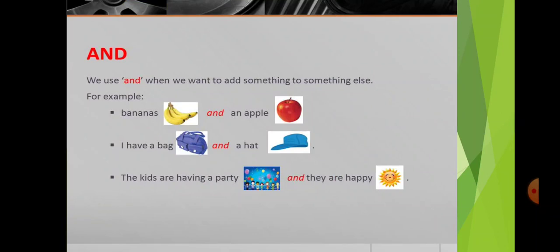Second example is I have a bag and a hat. So here we are not discussing about any choice or something. So we will be using the conjunction and as we are connecting two words, which are bag and hat. Third example is the kids are having a party and they are happy. So in this particular sentence, we used and to join both the sentences all together. So therefore, and is a conjunction which helps to connect two sentences, words, or group of words.